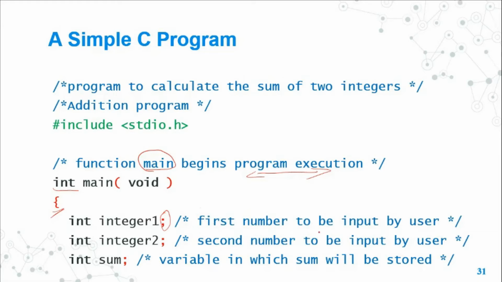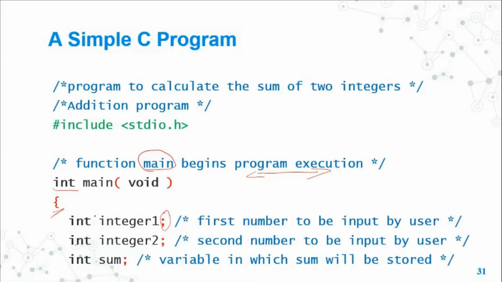Then this is the first number to be input by the user. It will store the first number that is input by the user, which is used to calculate the sum. Then the second line, int integer 2. It is the second number to be input by the user. Then int sum. Sum is the variable that will hold the sum of integer 1 and integer 2. Whatever values we enter as integer 1 and integer 2 are added together, and that value is stored in sum.